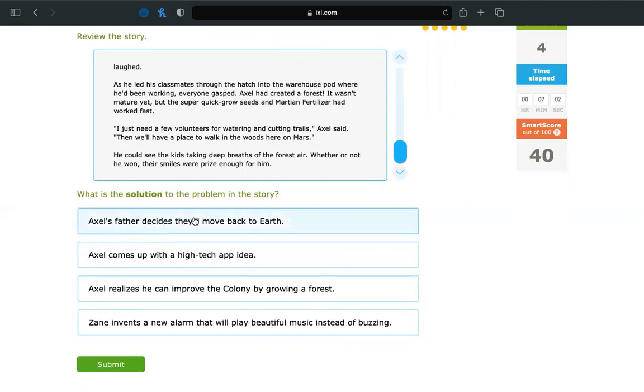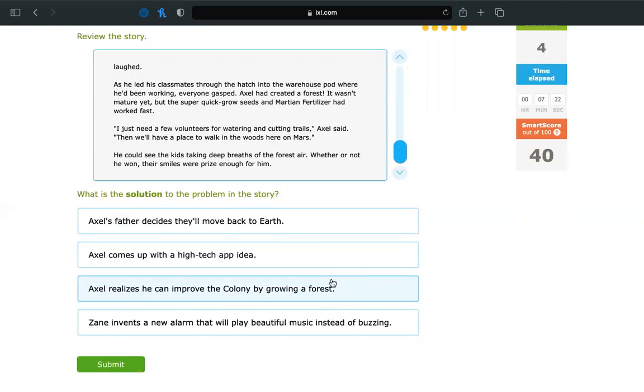Axel's father decides they'll move back to Earth. No, they're not going to move back to Earth. They're going to stay on Mars. The second option, Axel comes up with a high-tech app idea. No, his idea was to create a forest. Option three, Axel realizes he can improve the colony by growing a forest. Yeah, we're going to keep that answer.